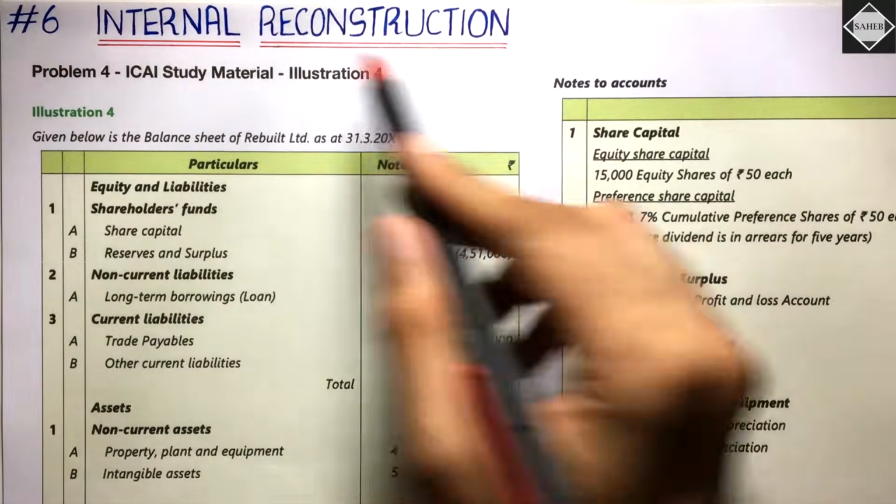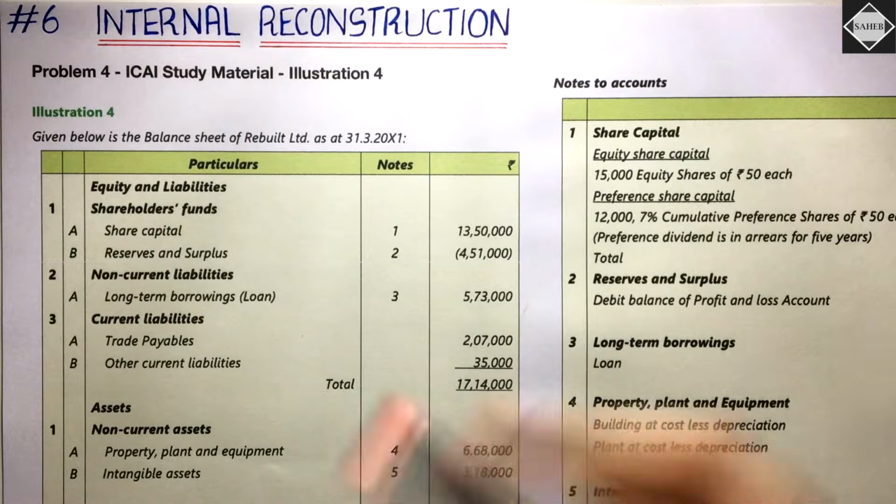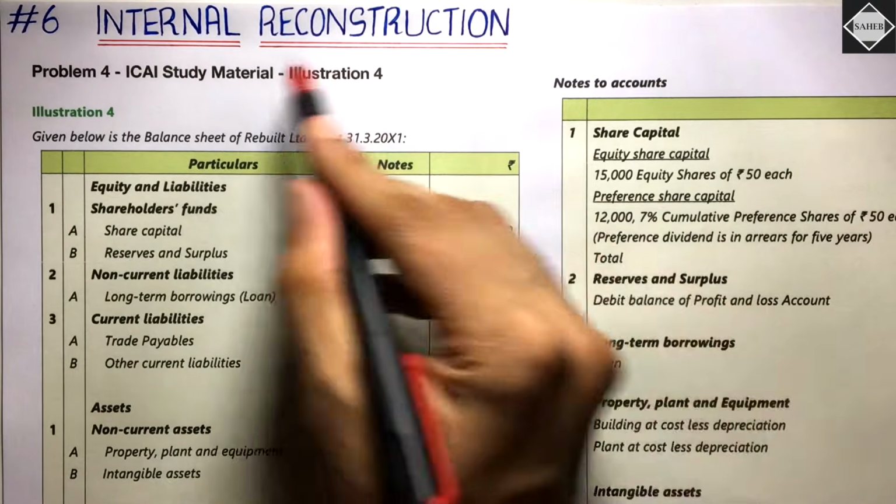Today in the sixth video of the Internal Reconstruction chapter, we're going to solve our fourth problem, which is illustration 4 from the ICAI study material. So let's start. Let's first go through the question fast, and then one by one we'll pass the journal entries, and then we'll see the balance sheet after the reconstruction.